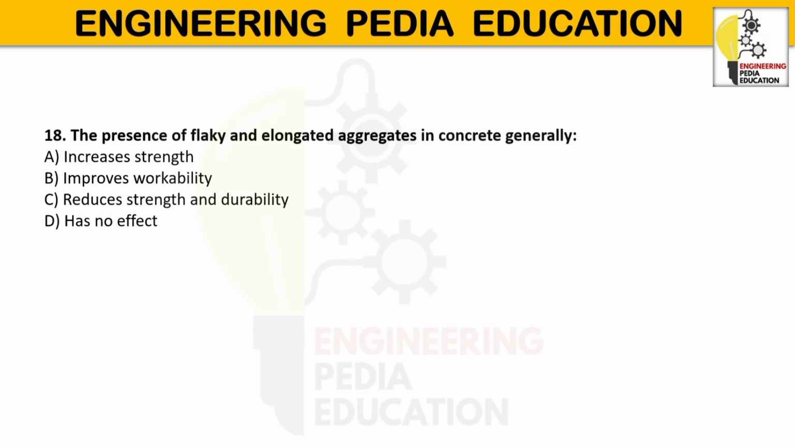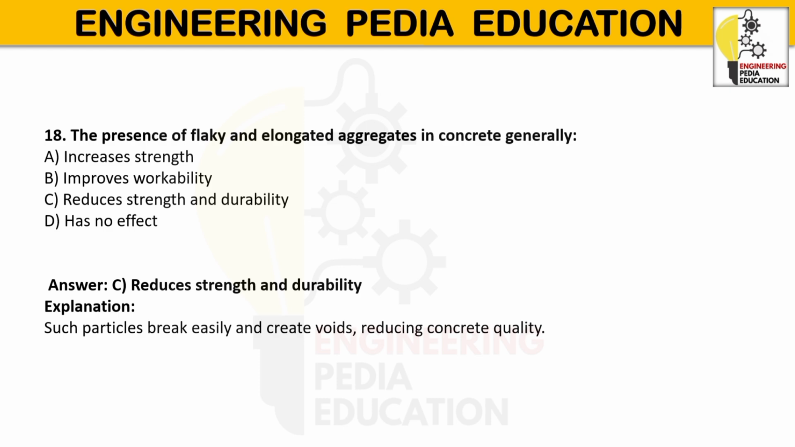The presence of flaky and elongated aggregate in concrete generally increases strength, improves workability, reduces strength and durability, or has no effect. So the correct answer is reduces strength and durability. Such particles break easily and create voids, reducing concrete quality.